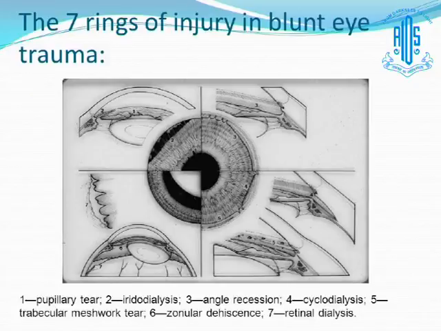Before going into details of the forms of the injury, we should all, especially the residents, remember the 7 rings of injury of the blunt trauma. Whenever there is a blunt trauma, the eye has 7 places at which it is a little weaker, so it gives away at those points. The points are the pupillary tear, which causes a sphincter tear, and you can have an iridodialysis. You can have an angle recession, that is a tear in the ciliary body. You can have a cyclodialysis.